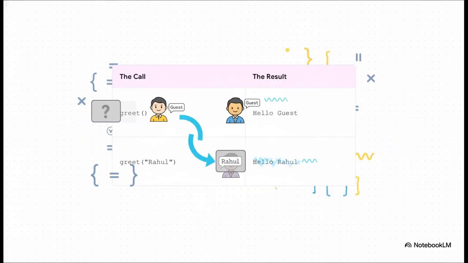Functions can also be really flexible. Check this out. We can give a parameter a default value right in the definition. Here, we're saying that if a name isn't provided, just use the word guest. So if we call greet with nothing in the parentheses, it falls back on that default. But if we do give it a name, like Rahul, it'll use that instead. It's a great little trick for making your arguments optional.